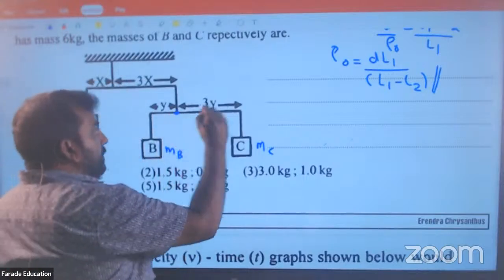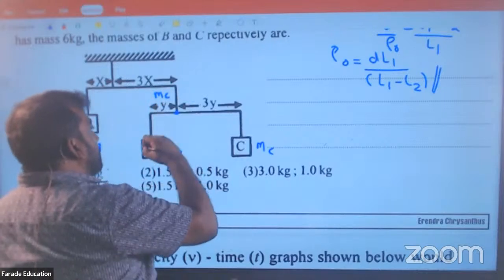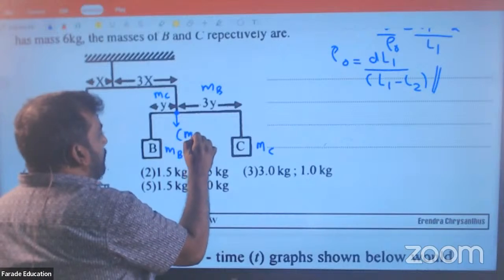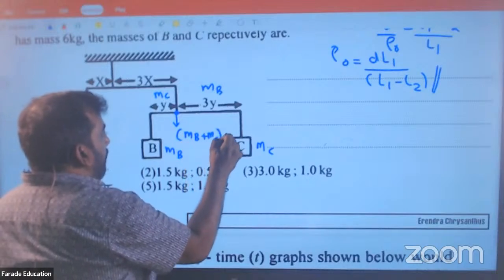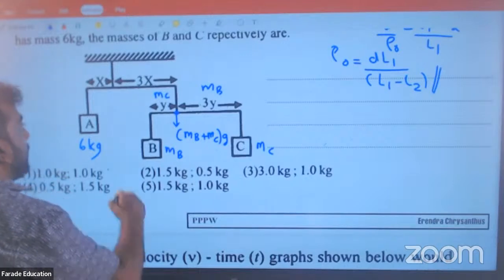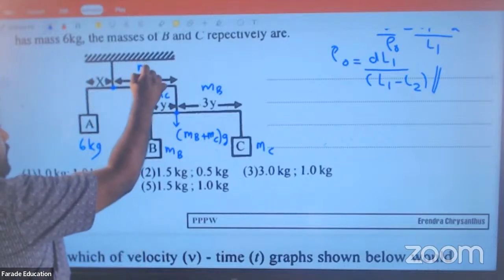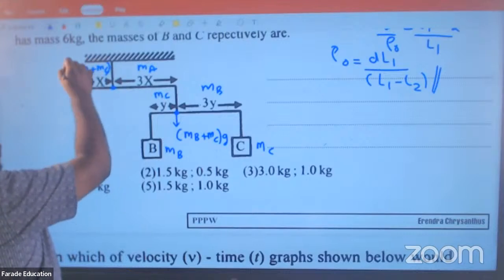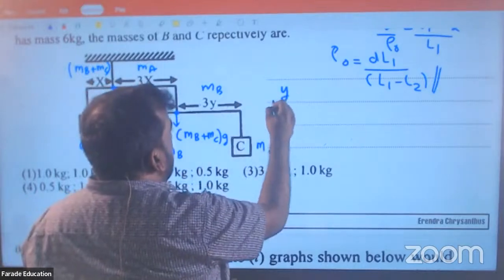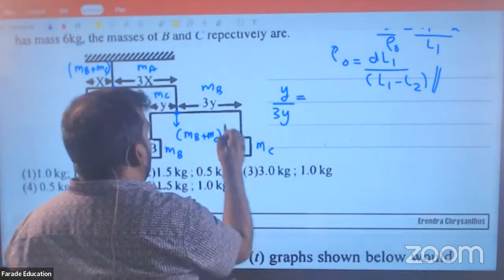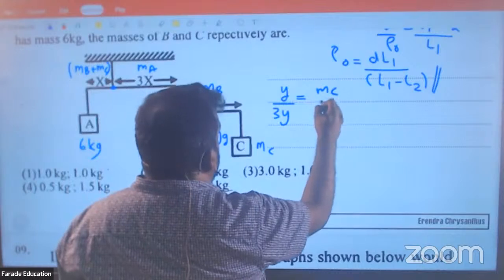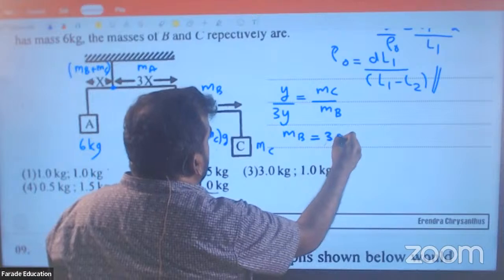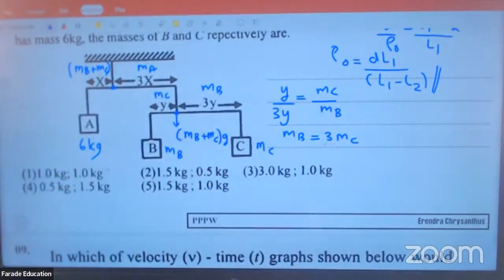If it's balanced here, this is going to be MC over MB. Total weight acting there is MB plus MC. Then this ratio, MA divided by MB plus MC. Because you all know length ratios equal the reciprocal of the mass ratio. MB is equal to 3 times MC.